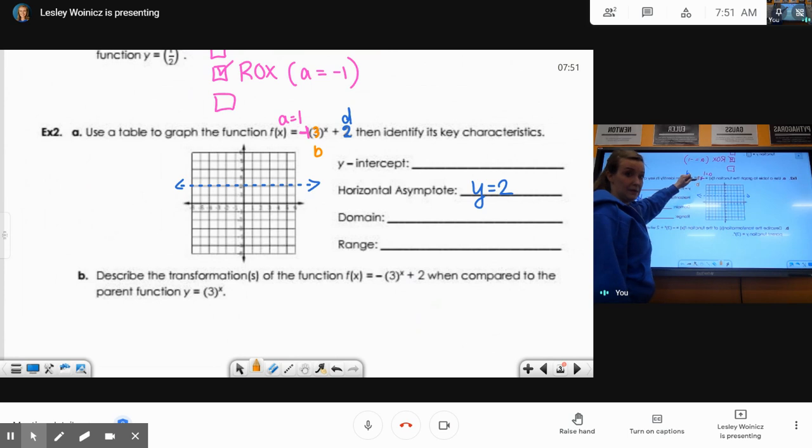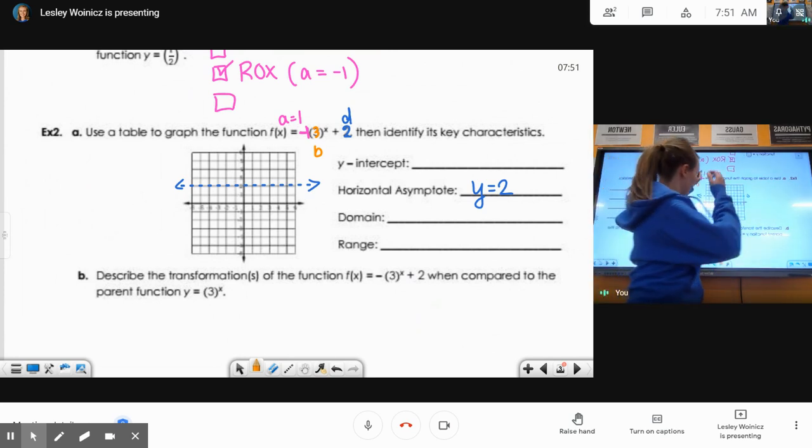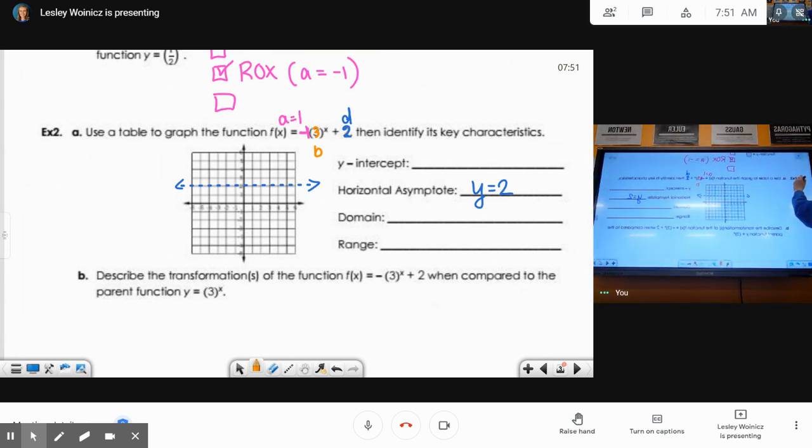Now we're going to do our parent table again. So I'm going to have columns. I'm going to have my x column and my 3 to the x column. We're going to try to do this one in our heads, guys. So it's -2, -1, 0, 1, 2. If I raise 3 to the 0 power, I get 1. Anything to the 0 power is 1.